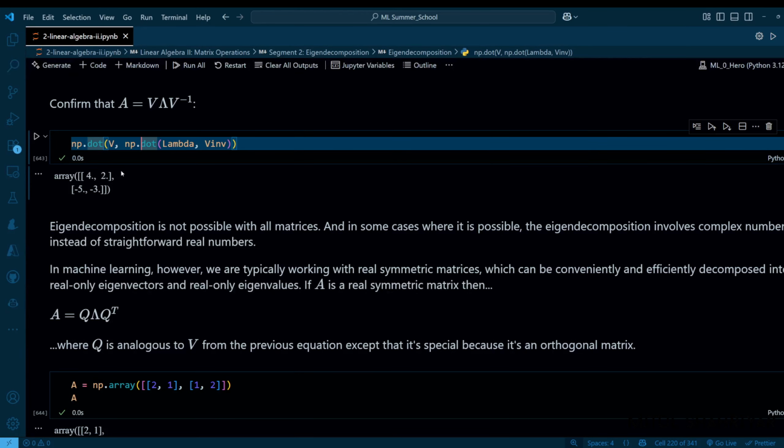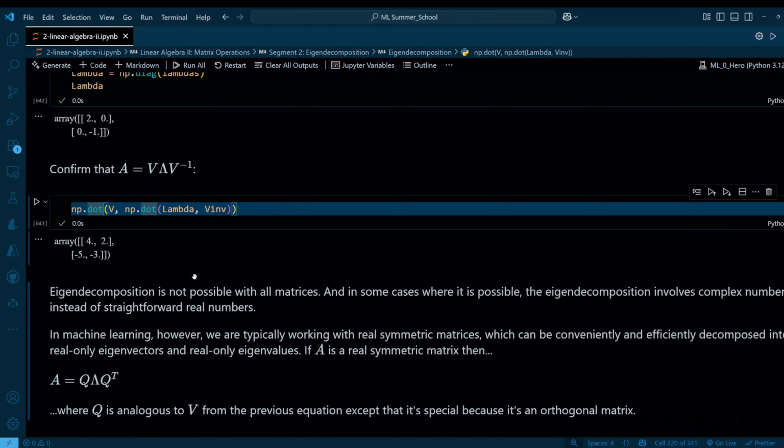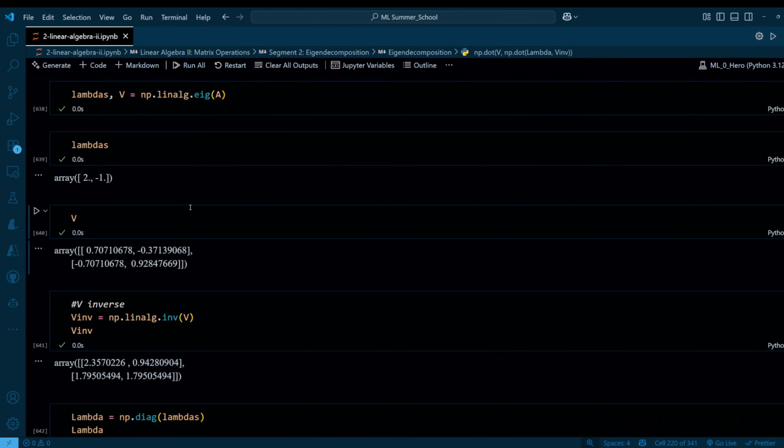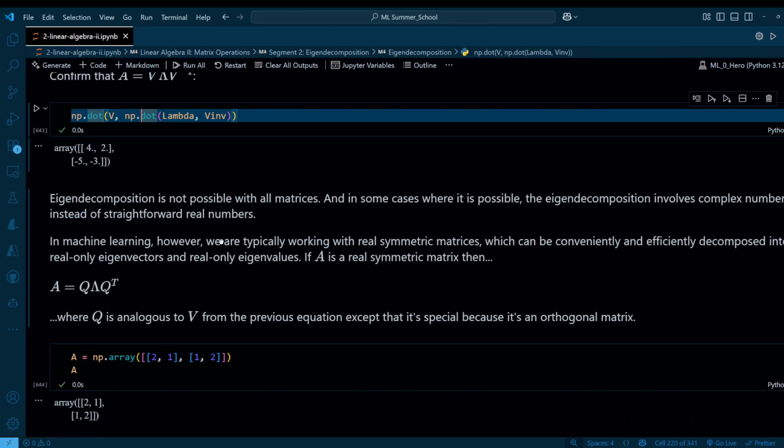But interestingly, you have to learn this here. Eigen decomposition is not possible with all matrices, and in some cases where it is possible, Eigen decomposition involves complex numbers instead of straightforward real numbers. That means here you can see we have real numbers, right? 0.70, 0.31 and so on, 2, -1, all are real numbers, plus or minus whatever it is. But we do have something called complex numbers. So using Eigen decomposition, sometimes you will get those complex numbers.